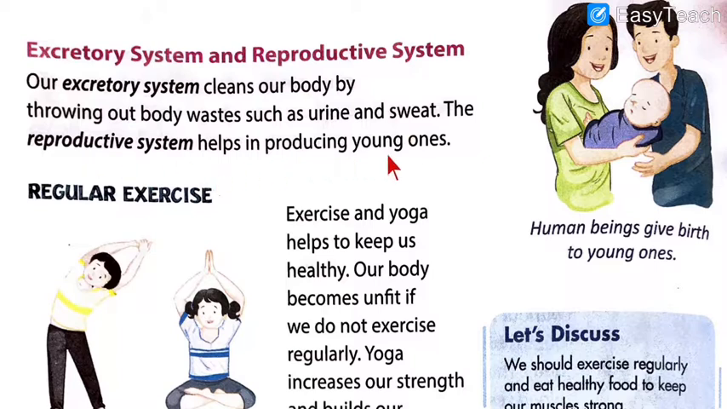The reproductive system helps in producing the young ones. The reproductive system is the system in which the organs bring out the newborn baby or the young one. That happens through the reproductive system. It reproduces, so that is why it is called the reproductive system, the system through which the young ones take birth. Human beings give birth to the young ones, you know that they do not lay eggs.